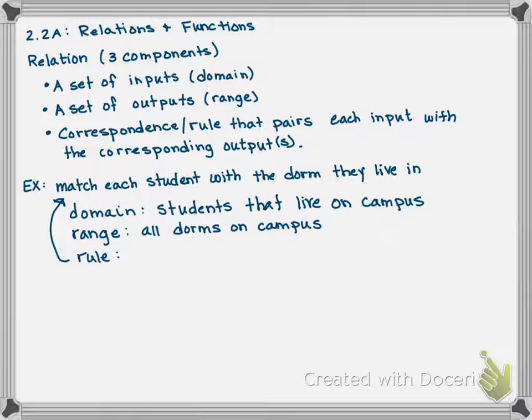We can just say, I have a bunch of people and a bunch of characteristics about those people, and I match each person with the corresponding characteristic. More mathematically speaking, we can get some numbers involved.